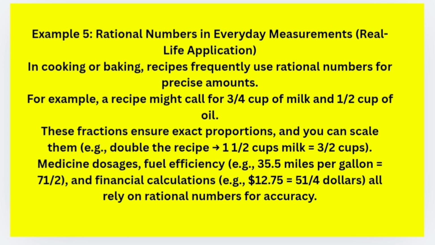Medicine dosages, fuel efficiency, for example, 35.5 miles per gallon equals 71/2, and financial calculations, for example, $12.75 equals $51/4, all rely on rational numbers for accuracy.